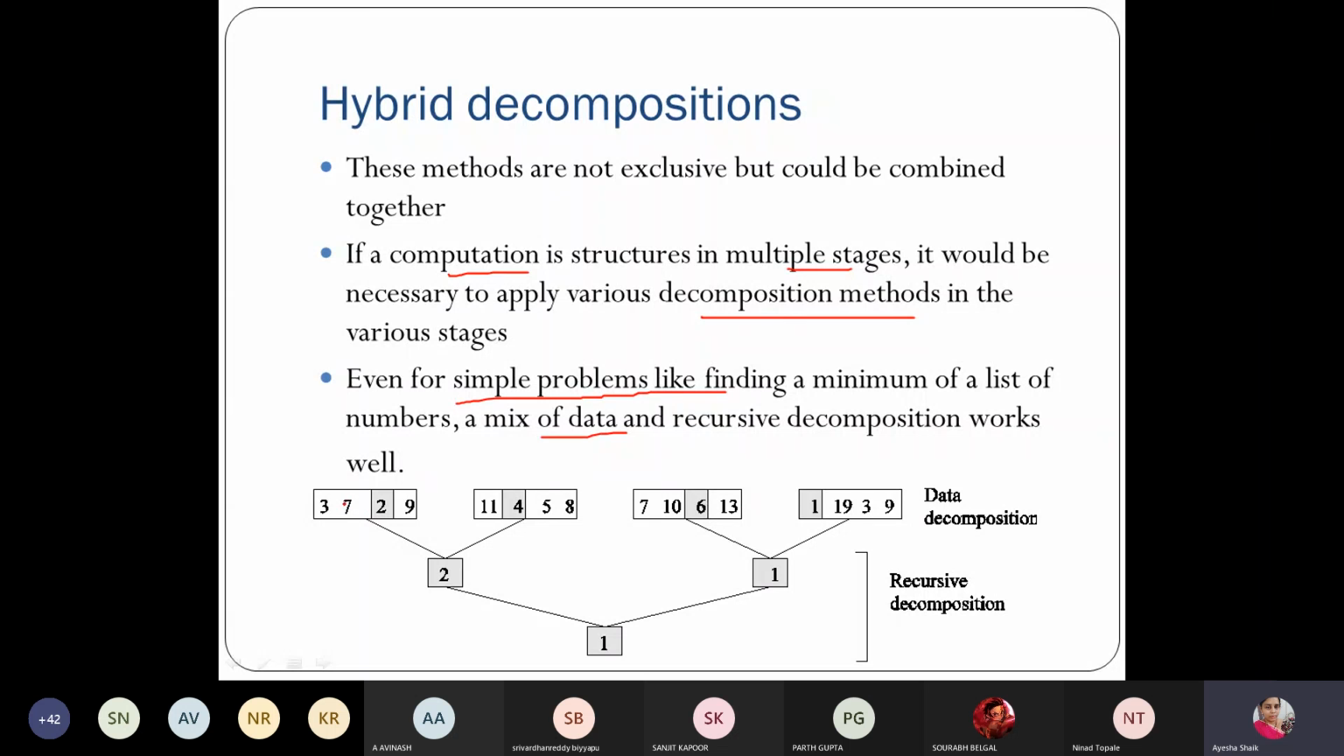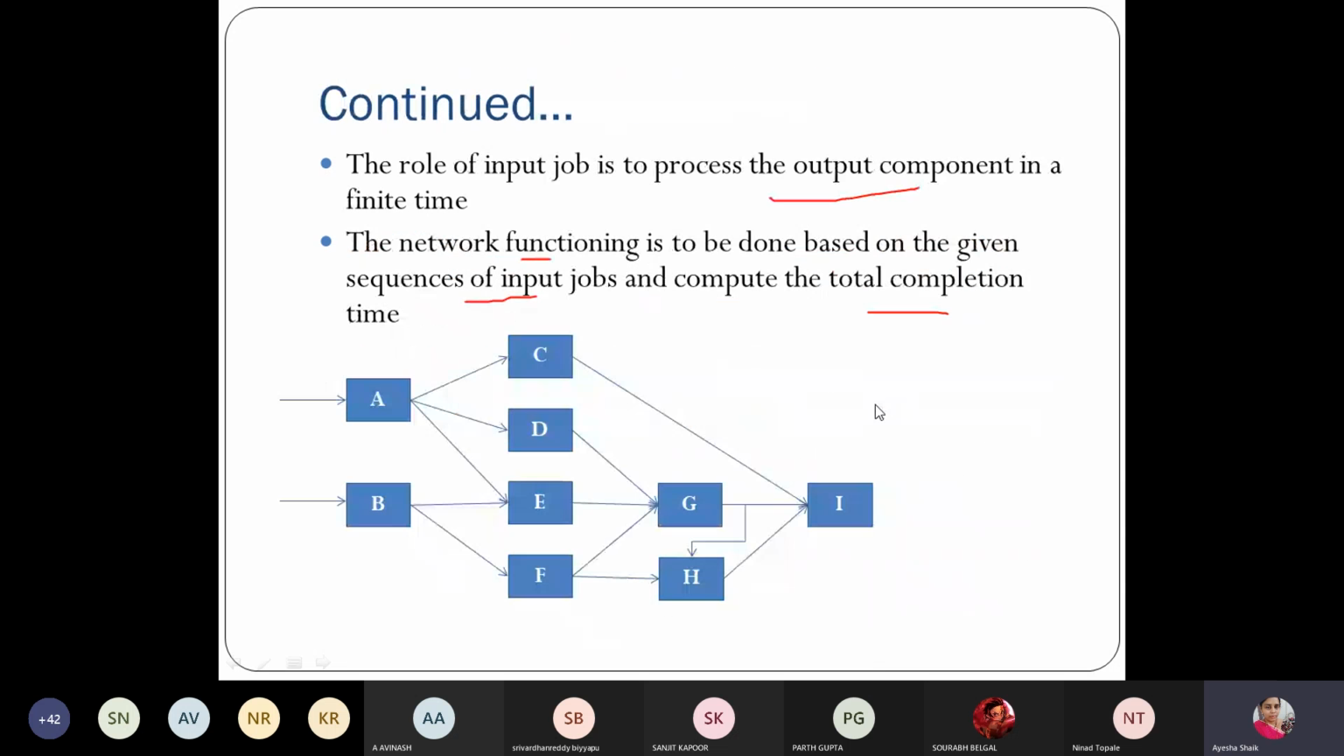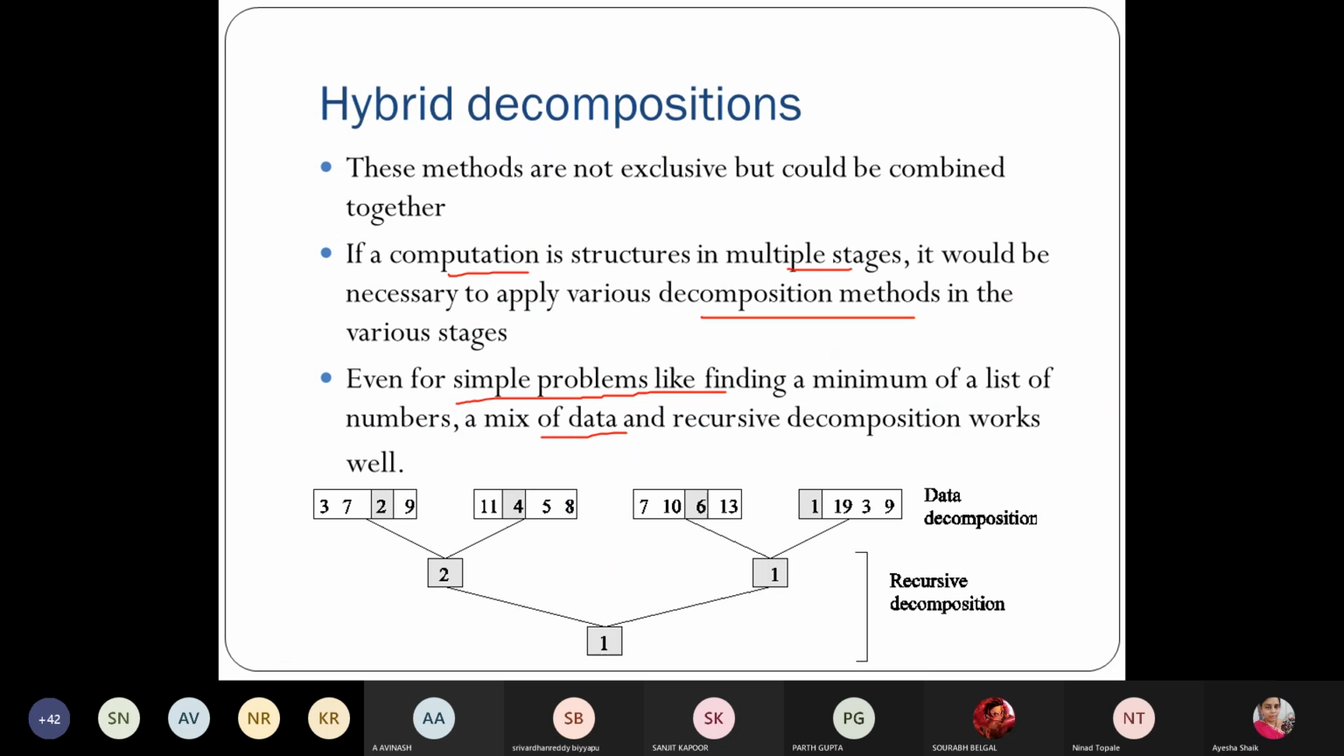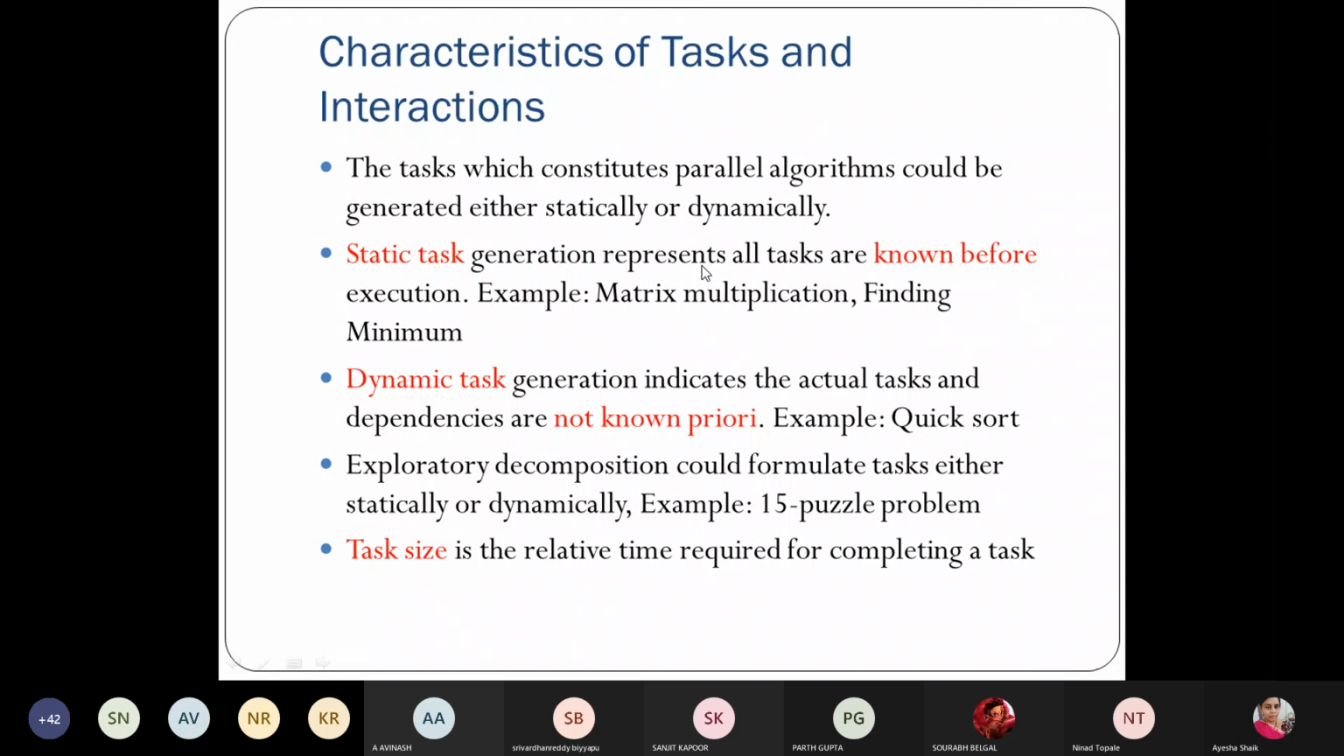So this is the data decomposition for finding the minimum of given numbers. First we can decompose the data like this, and then we can apply the recursive decomposition. In this way, we can find the minimum of a list of numbers. So that's about the decomposition: recursive, data, exploratory, and speculative decomposition. And hybrid is a combination of any other decompositions.